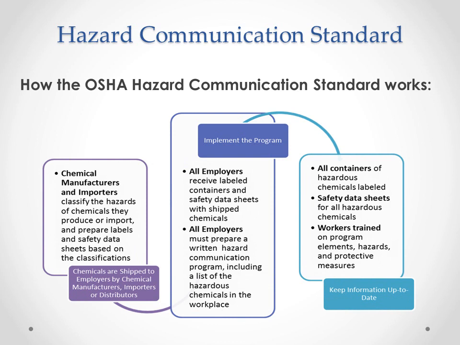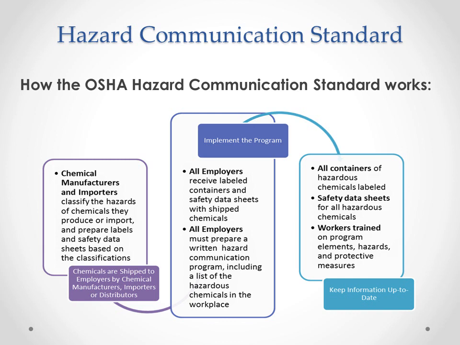This is how the OSHA Hazard Communication Standard works. Chemical manufacturers and importers have the responsibility to determine the hazards of each of their chemicals. They prepare labels for the chemicals and safety data sheets based on those hazards. They then ship those chemicals to employers either directly or through importers or distributors. All employers are then responsible for implementing their part of the standard.